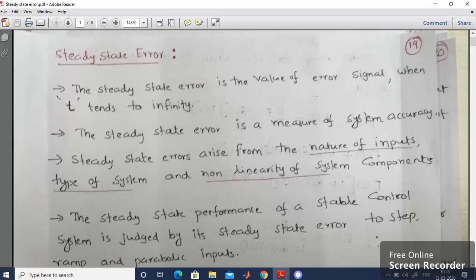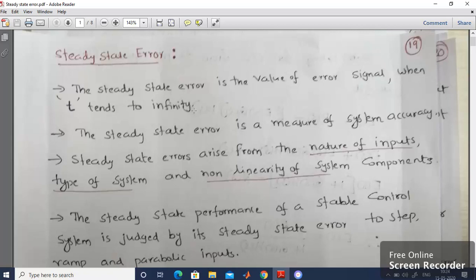Hello everyone. In this session, I will be discussing one of the most important concepts in control system engineering, that is steady state error. Let us define steady state error first. The steady state error is the value of the error signal when t tends to infinity.